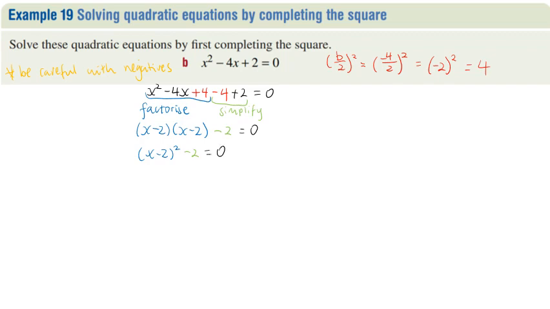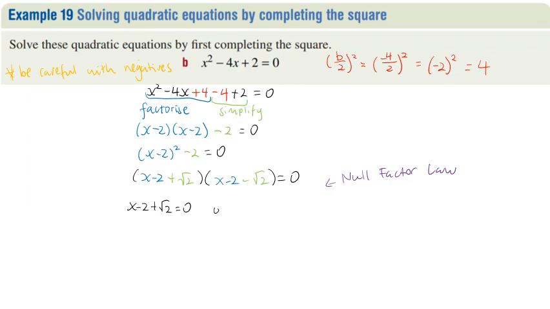And now I factorize using dots. So the first part of the bracket, I've got x minus 2 plus the square root of 2 and x minus 2 minus the square root of 2 equals 0. Now I can use the null factor law, which states that either of those factors equals 0. So I've got either x minus 2 plus the square root of 2 equals 0, or x minus 2 minus the square root of 2 equals 0.